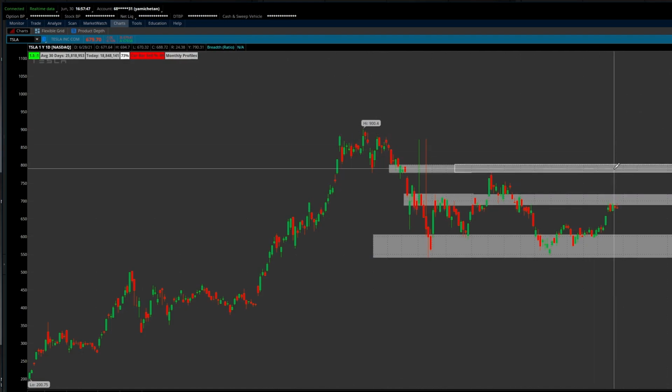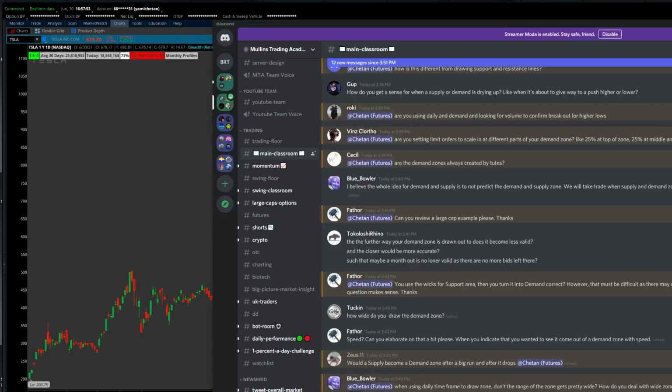I could draw this later, but it's at 670. Maybe once it gets up to 800, then I'll start drawing more areas. Doesn't the range get pretty wide? That's about it. If it's too wide for your trade, that's when you want to narrow in on like a 31 hour time frame and see.